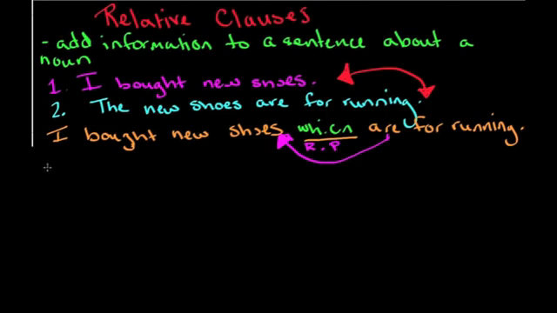So what are our relative pronouns? We have several relative pronouns. We're going to start with the most common. Which and that. These are to define things. We use these when we're adding extra information about things. In this case, I used which because I was adding extra information about shoes.